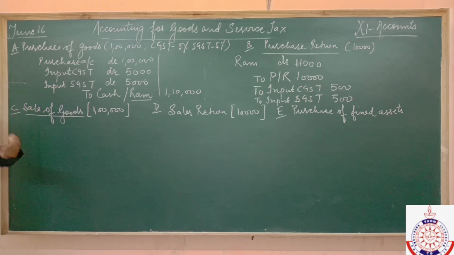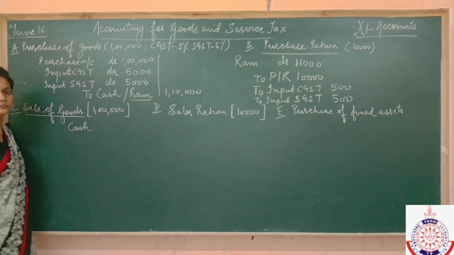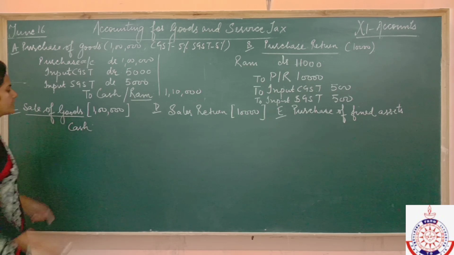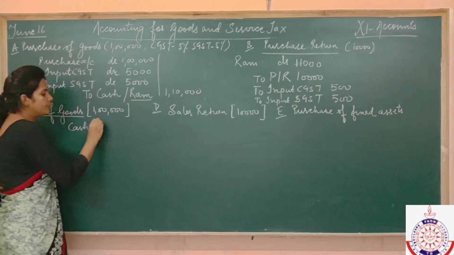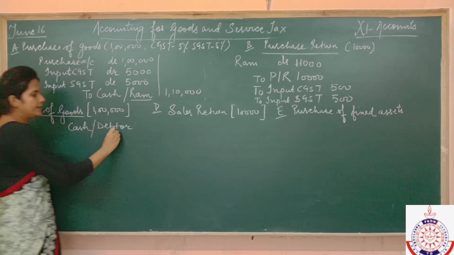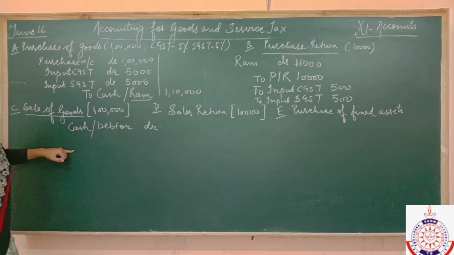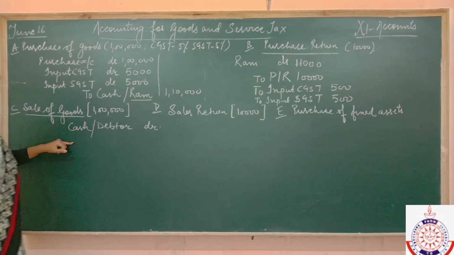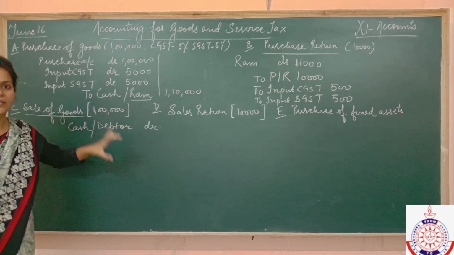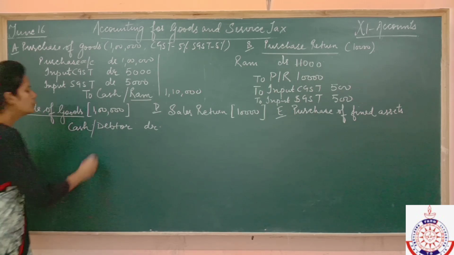Now if I am selling the goods, then either I can sell the goods in cash or I'll sell them on credit. Now if I sell the goods on credit, then the person to whom I sell will become my debtor. So cash and debtor will be debited, because whenever we sell the goods for cash, cash comes in, and whenever we sell goods on credit, the other person becomes our debtor, and debtor is also an asset, so it needs to be debited. To.